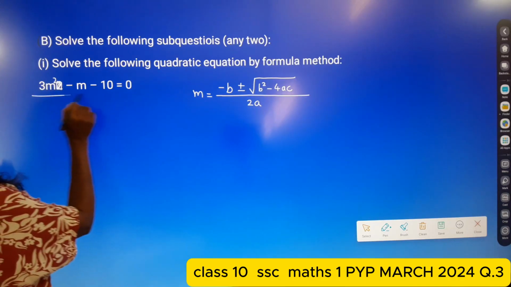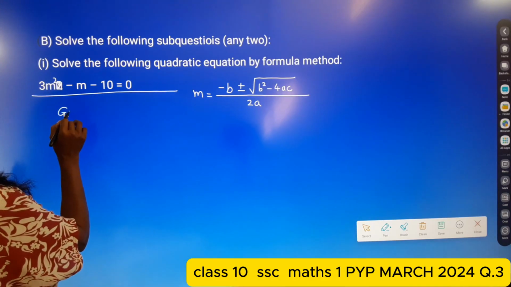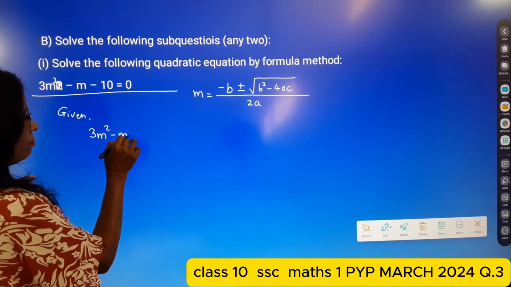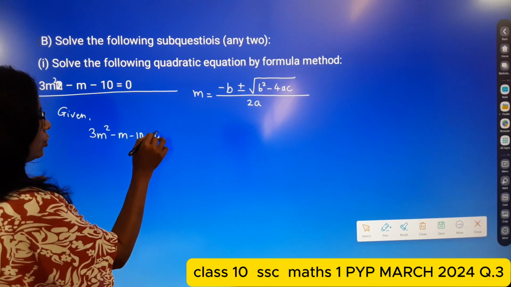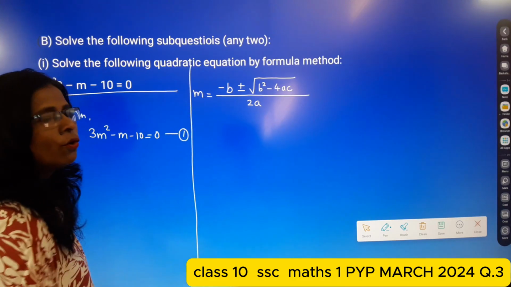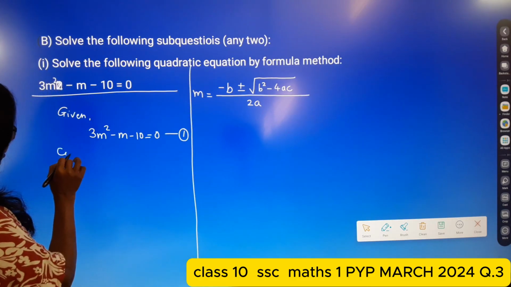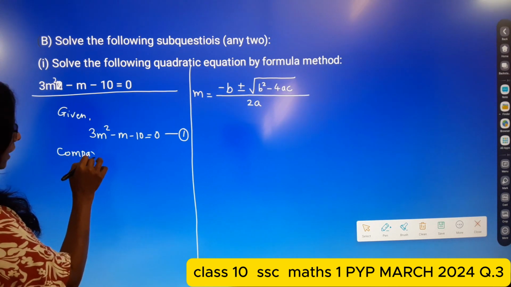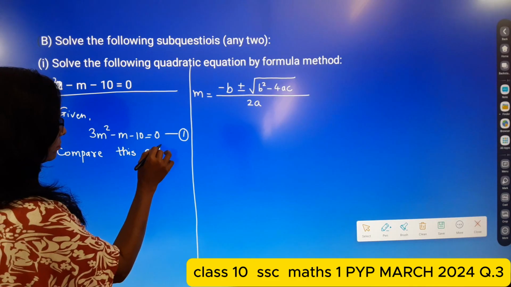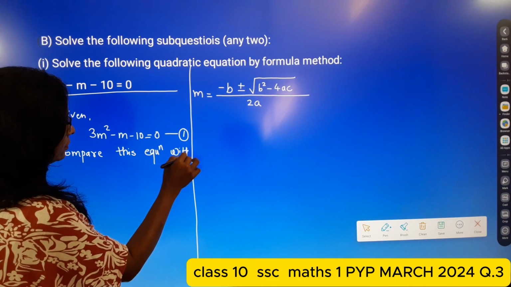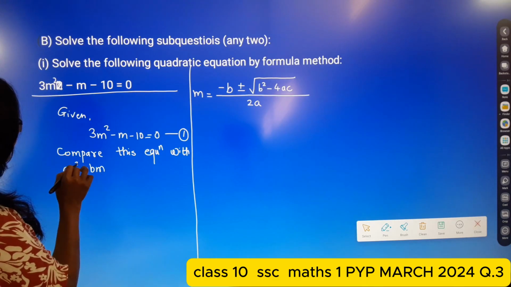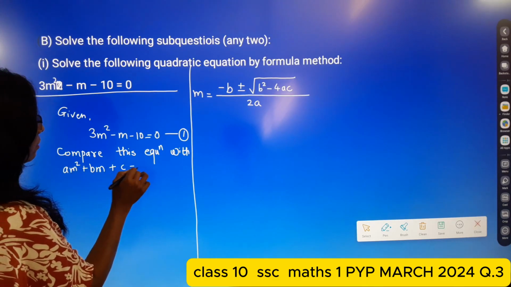So first we write the given. That given is 3m square minus m minus 10 is equal to 0. Call it the first equation. Now compare this equation with am square plus bm plus c is equal to 0.